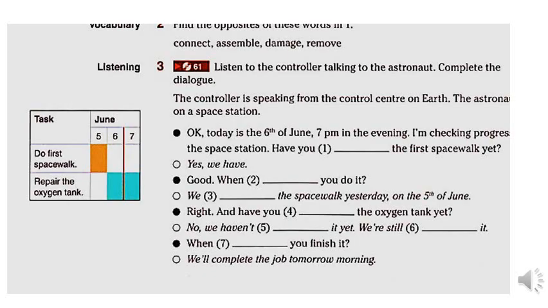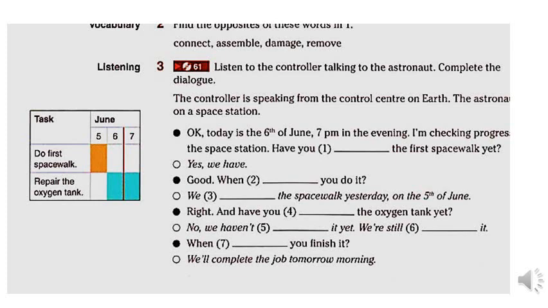So this is the listening part. This is a listening about a controller talking to an astronaut. The controller is speaking from the control system on Earth, but the astronaut is on a space station. So listen carefully and try to answer the questions here from 1 to 7.